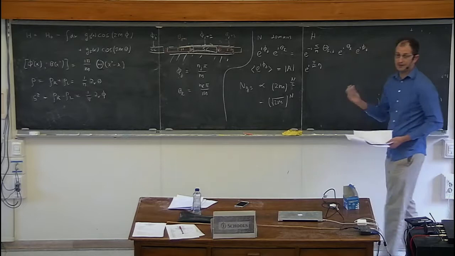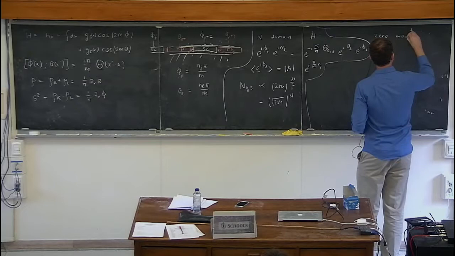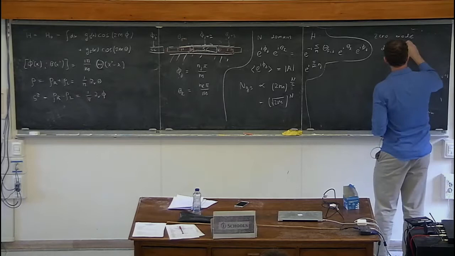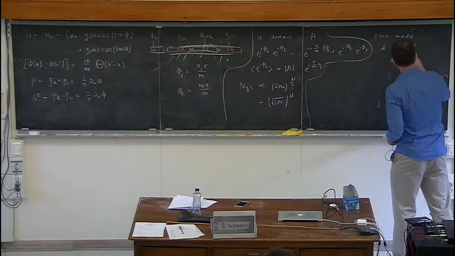Okay, so this suggests that there is a zero mode which has a quantum dimension of square root of 2m. Okay, and square root of 2m is square root of 2 times square root of m. The square root of 2, you might suspect, is just a Majorana zero mode.